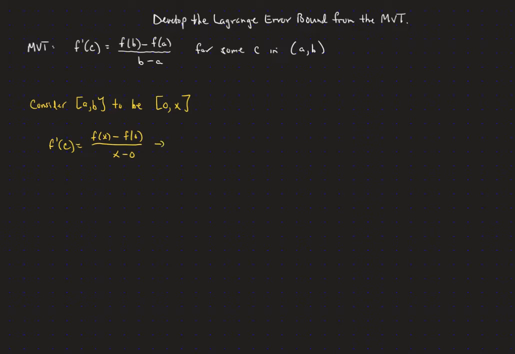So if we multiply that x to the other side, we'll get f prime of c times x is equal to f of x minus f of 0. And if we solve this for f of x, we get that f of x is equal to f of 0 plus f prime of c times x. It may be hard to see in this small of a case, but this is really our Lagrange error bound for a 0th order Maclaurin series.